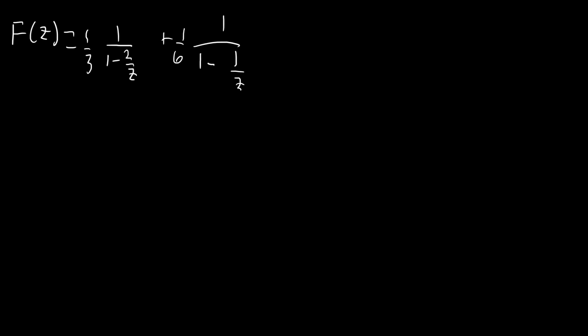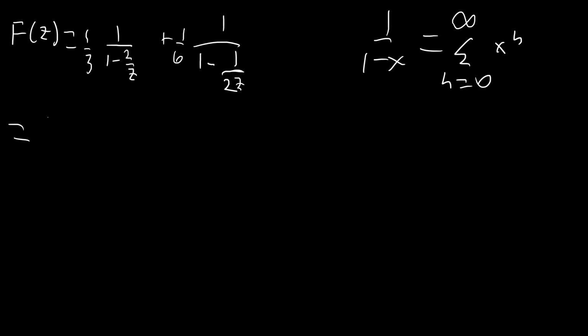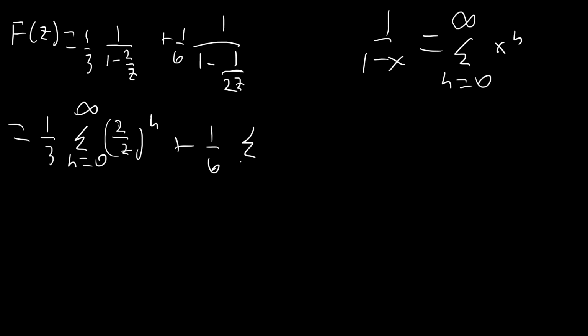But the important part is that we have 1 over 1 minus x. And this is just a geometric series and can be expanded to the sum from n equals 0 to infinity of x to the n. And this is actually exactly what we want here. So if we write f of z right here, we can see that this is going to be 1/3 the sum from n equals 0 to infinity of 2 over z to the n power, plus 1/6 the sum from n equals 0 to infinity of 1 over 2z to the n power.